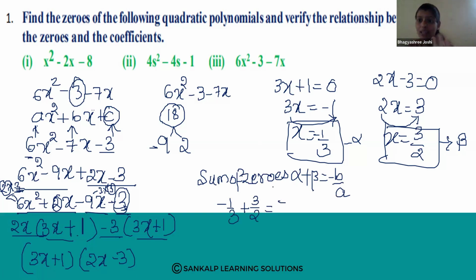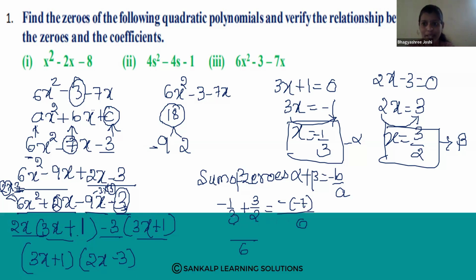Don't change that. B value, observe B value. What is the value of B here? It is minus 7, right? So minus 7 divided by A value is 6, right? Next, 3 and 2. In the denominator, 3 and 2 is there. So I need to take LCM. So 3 2s are 6.